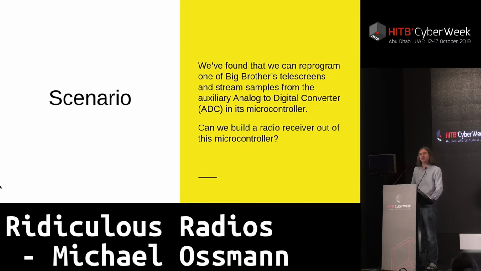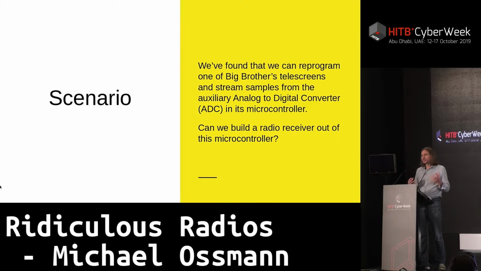Imagine this scenario: you're in the novel 1984 by George Orwell, and we found that Big Brother doesn't like us to have covert communication channels, but we found that the telescreens that are deployed by Big Brother actually have a microcontroller inside of them that has an analog to digital converter. And this is a very common component, a common peripheral to find inside a microcontroller.